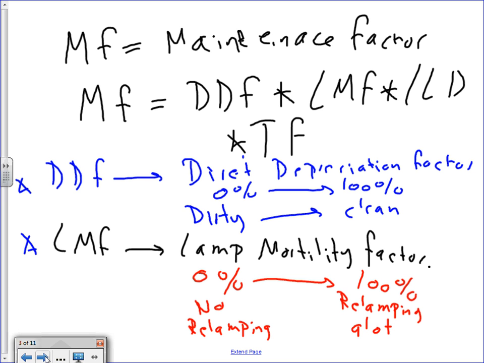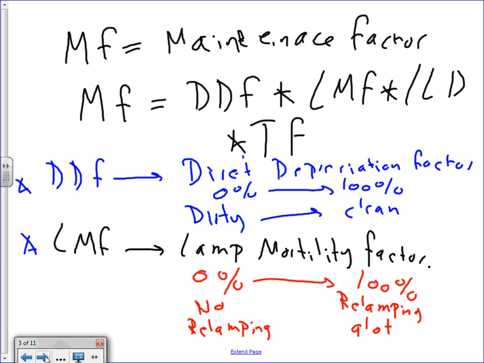The depreciation factors. Okay, so DDF is the dirt depreciation factor: 0 is dirty, 100% is clean. LMF is the lamp mortality factor. How often are these lamps going to die on you? Are they going to live for a year, 2 years, 3 years? So this also goes from 0, no relamping, to 100%, we relamp every 6 months.